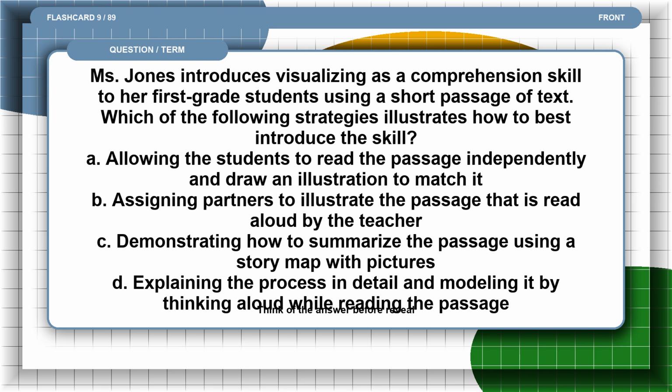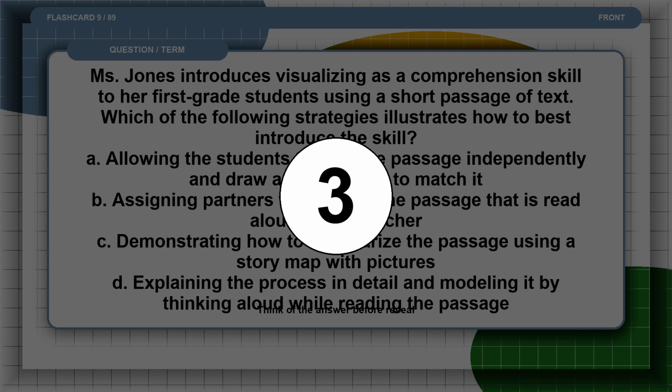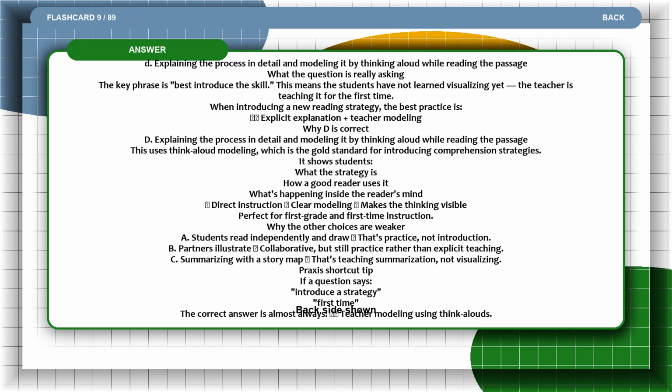A. Allowing the students to read the passage independently and draw an illustration to match it. B. Assigning partners to illustrate the passage that is read aloud by the teacher. C. Demonstrating how to summarize the passage using a story map with pictures. D. Explaining the process in detail and modeling it by thinking aloud while reading the passage. Pause and think of the answer before the reveal. The answer is D. Explaining the process in detail and modeling it by thinking aloud while reading the passage.